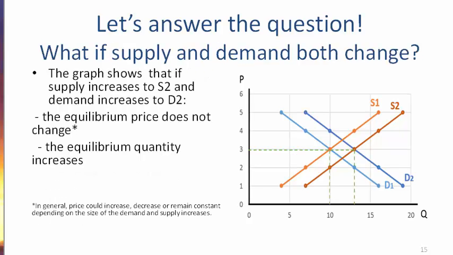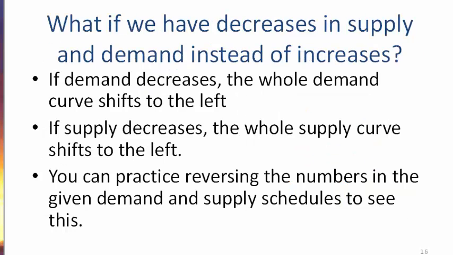Okay, the last part of our question: what if supply and demand both change? Well, in this case, we know that the increase in supply and the increase in demand both lead to an increase in quantity. And in our example, the equilibrium price remains the same. We'll leave it to you to look at decreases in supply and demand instead of increases. In both cases, if demand or supply decrease, the respective curves shift to the left.